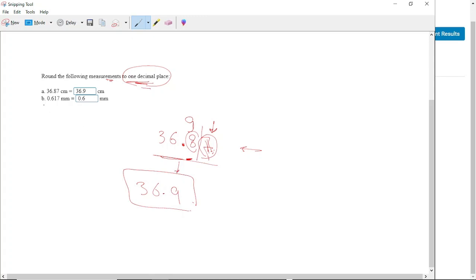Okay? Here, 0.617. You want to round to one decimal place, so round this number. So check the next digit. This is below 5, so this number will not be rounded. So it will be 0.6. Okay?